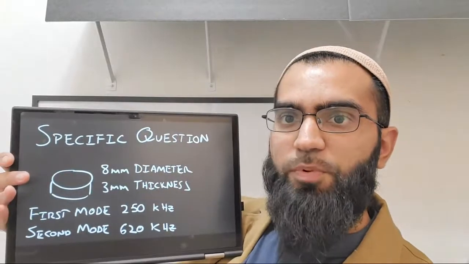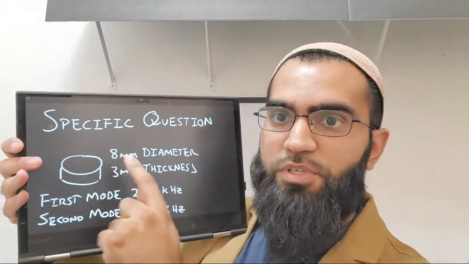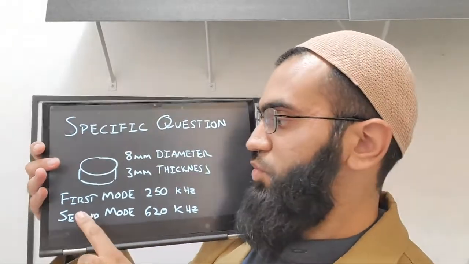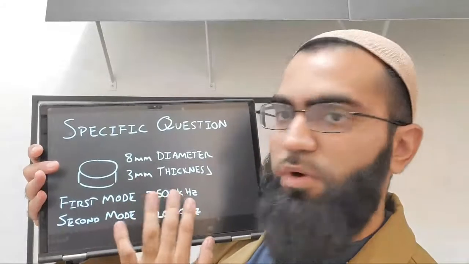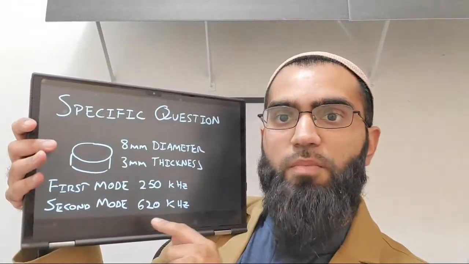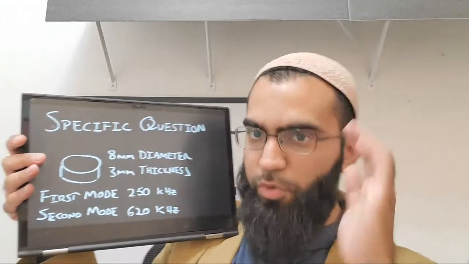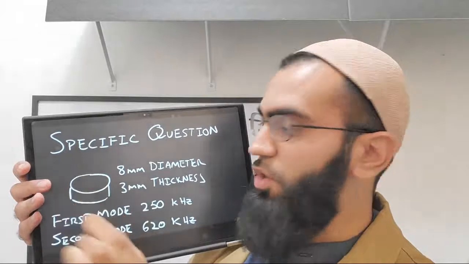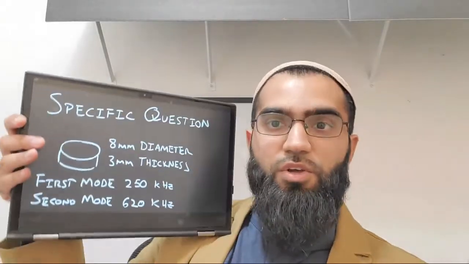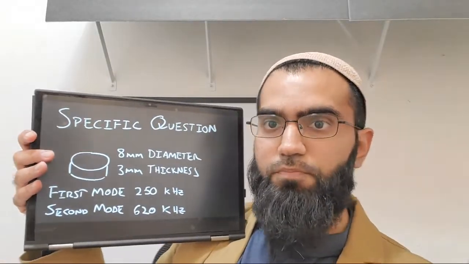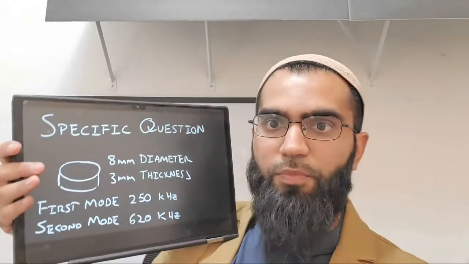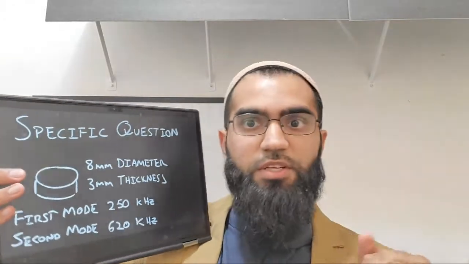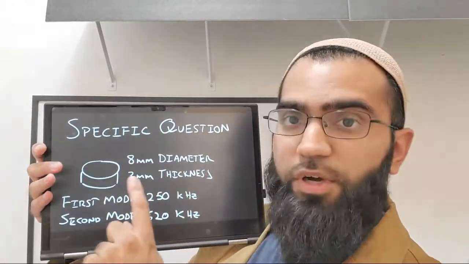So the specific question: the person asking had a ceramic which is 8 millimeters in diameter and 3 millimeters in thickness. They had a mode at 250 kilohertz that they measured, and they also had a mode at 620 kilohertz. It was obvious to them, because the diameter was so large, that the first mode was definitely the 250 kilohertz mode. But the second mode was questionable. They were asking, which mode is this? So let's dive in here a little bit and start to understand.